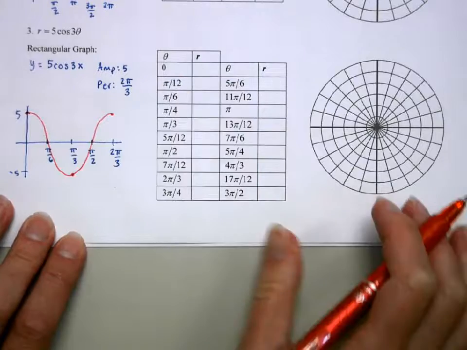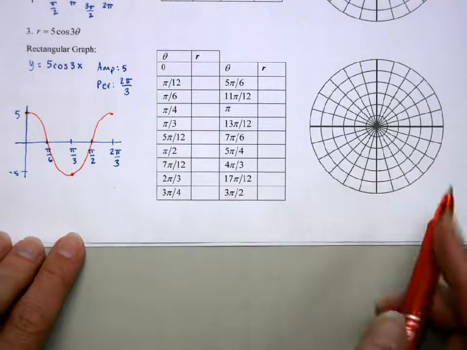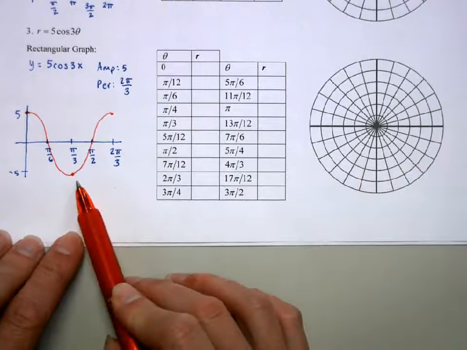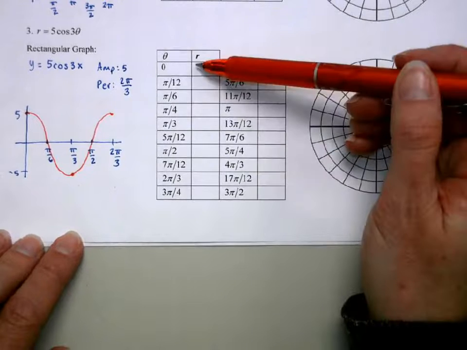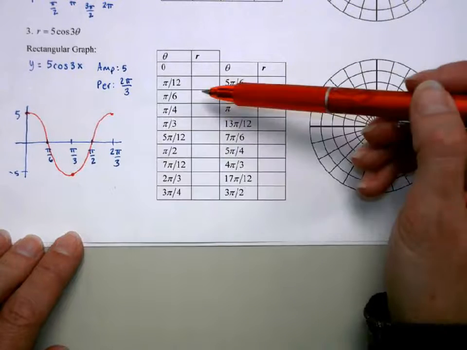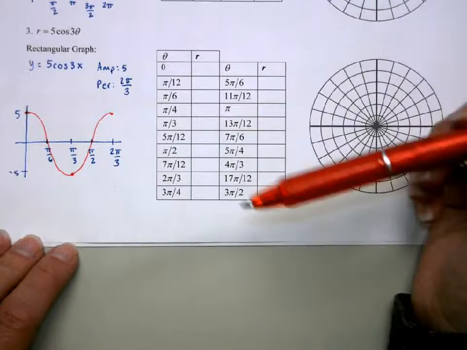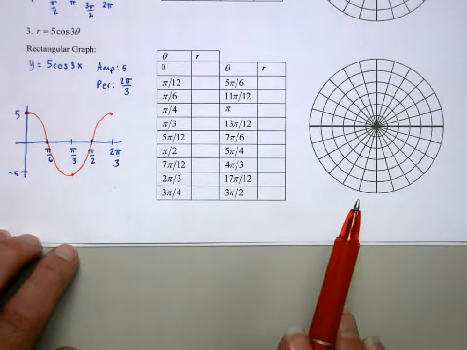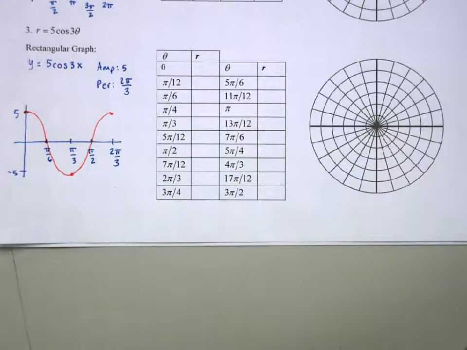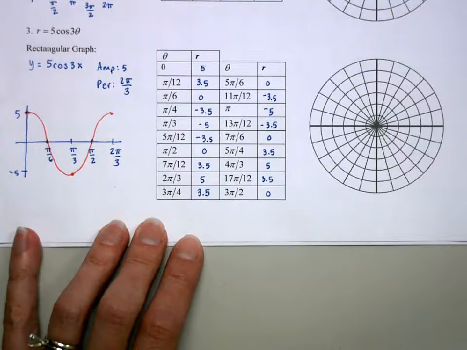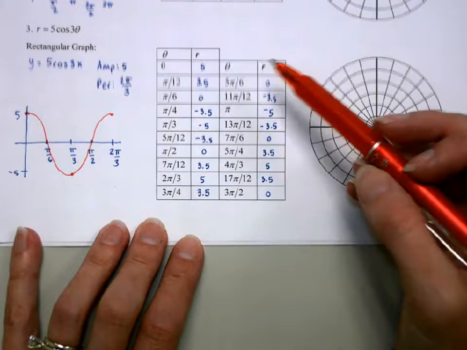Okay, and again, we'll relate what we're going to graph on our polar curve back to this rectangular curve. This time, because this graph has a smaller period, we're going to go closer together, going up by pi over 12. So in my table of values, if I'm using my calculator, I would just change my delta step up to pi over 12 instead of pi over 6.